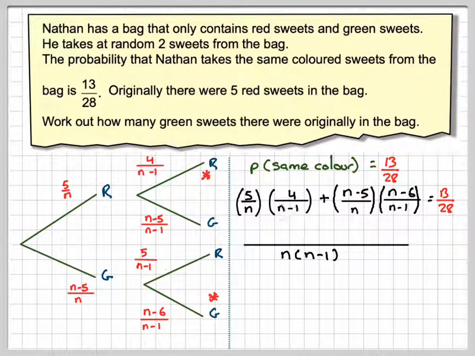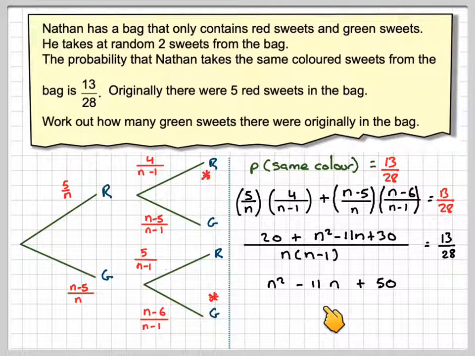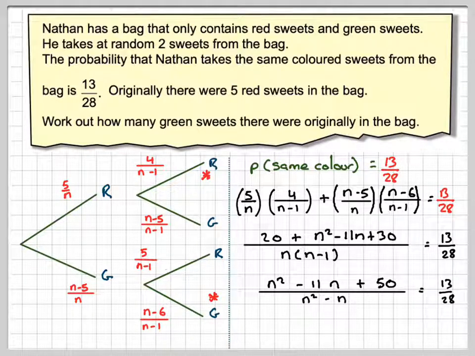And then I need to do 5 times 4, which gives me 20. And then I'm going to have to multiply n minus 5 by n minus 6. If we expand this, n squared minus 6n minus 5n, which makes minus 11n, and then plus 30. And that's equal to 13 over 28. And that will become n squared minus 11n, and then we add 30 and 20 together, we're going to get 50. In the denominator, we're going to get n squared minus n, and that's still equal to 13 over 28.